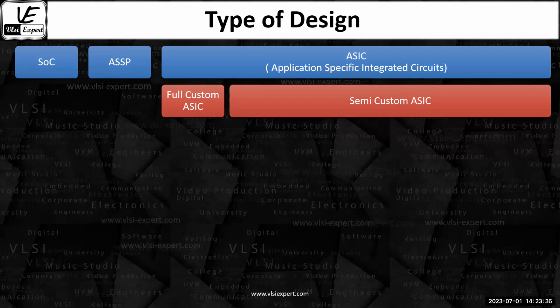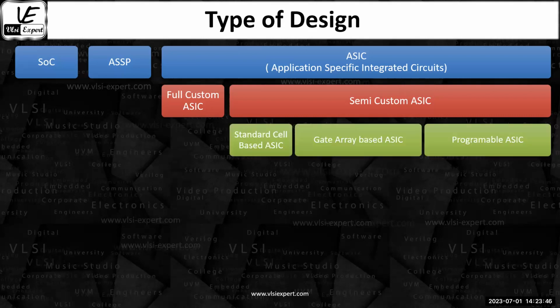So that is a fully custom. It is a time-taking process. Second one is a semi-custom, where something you're going to design, something is already ready. So there are three types of design again, like standard cell based.